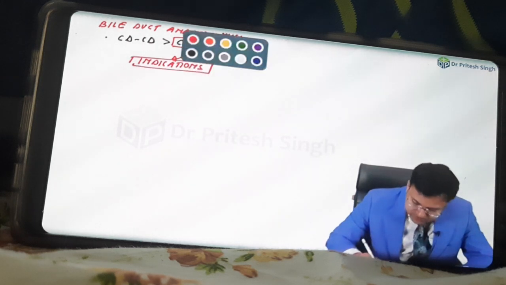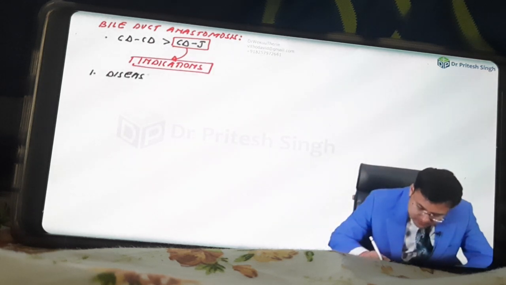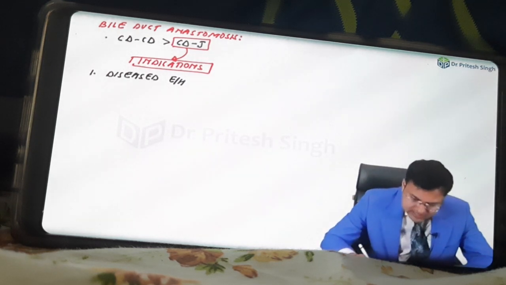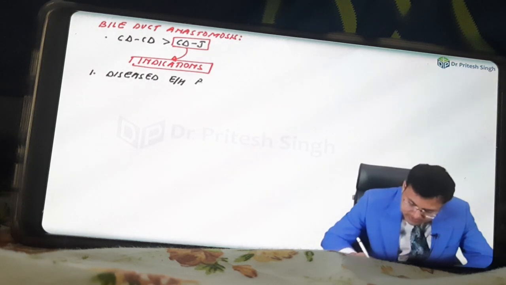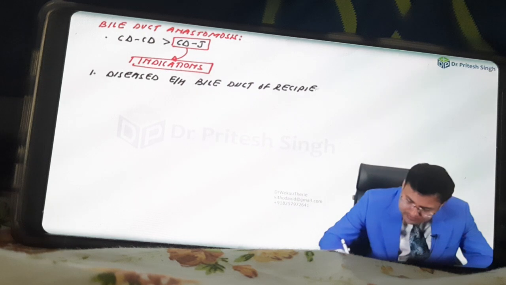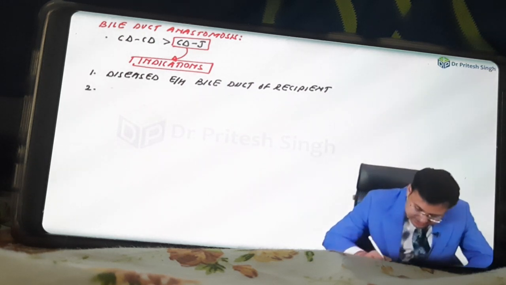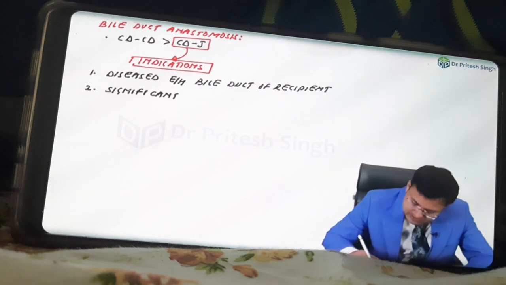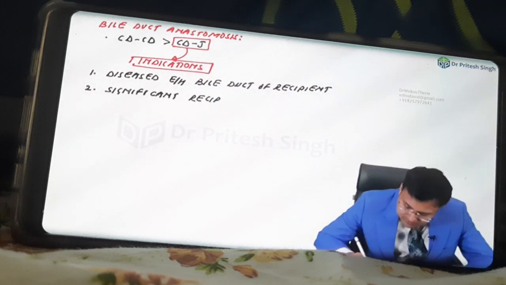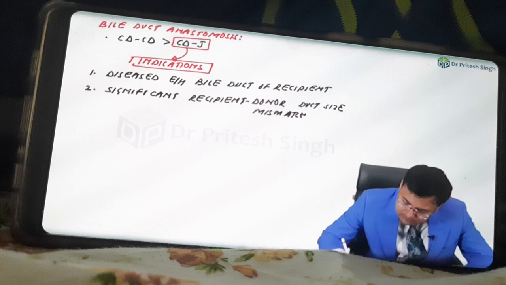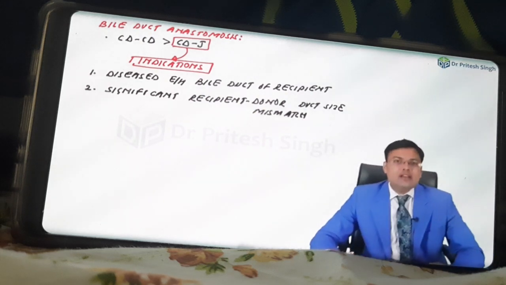Indications of choledochojejunostomy. First, there is diseased extrahepatic bile duct of the recipient, like primary sclerosing cholangitis, where the extrahepatic bile duct is diseased and it's an indication for liver transplantation. Second, there is significant recipient and donor duct size mismatch, because it's difficult to perform the anastomosis. These are the two indications of choledochojejunostomy in liver transplantation.